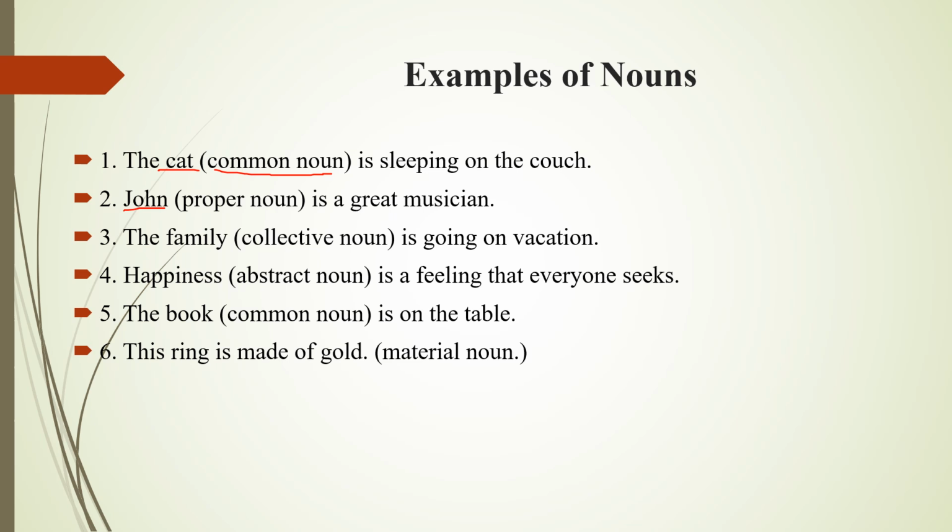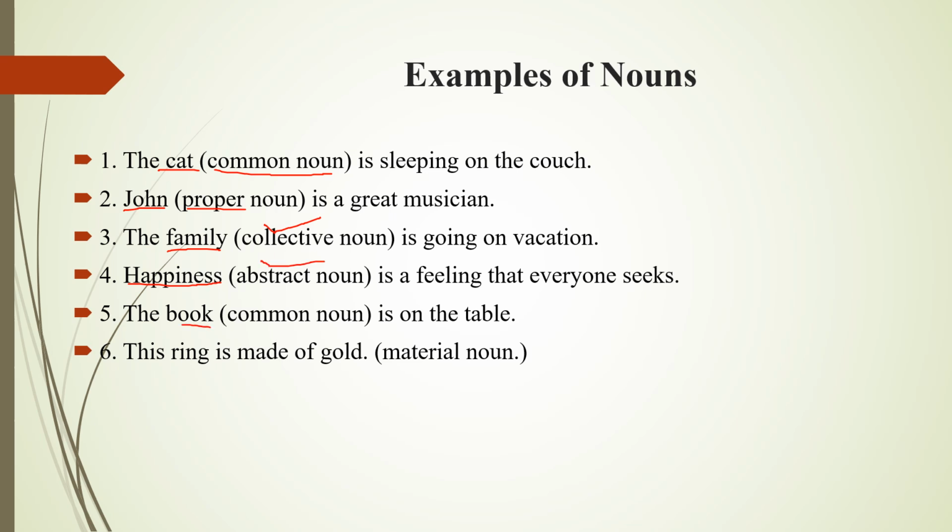Then John is a great musician. Here John is the example of a proper noun because it is indicating towards one individual. The family is going on vacation. Family is again an example of a collective noun. Then happiness is a feeling that everyone seeks. So happiness again, as I just told you, is the example of abstract noun.